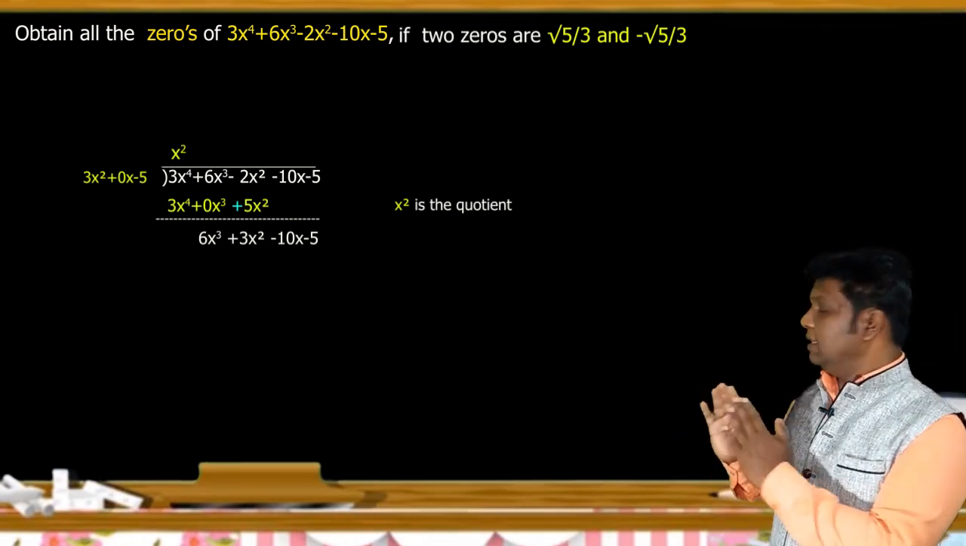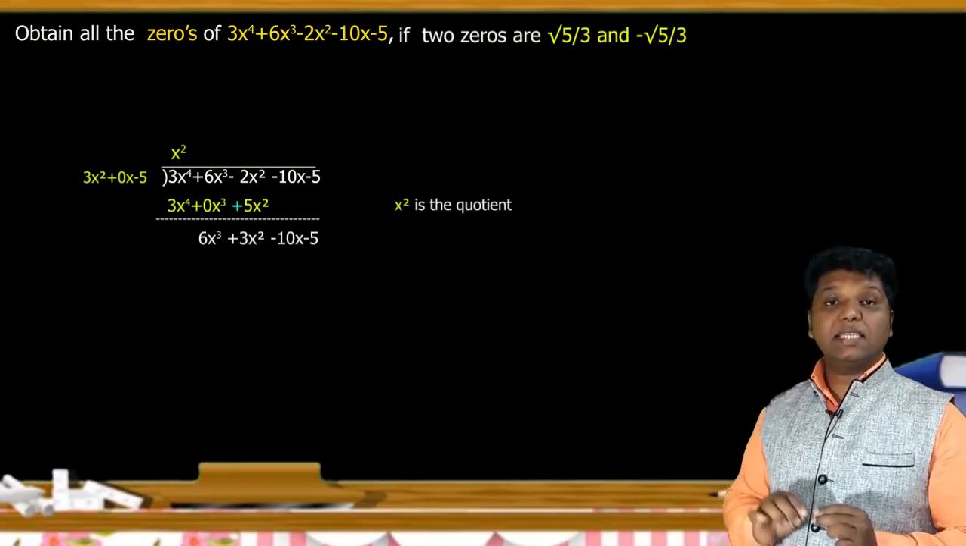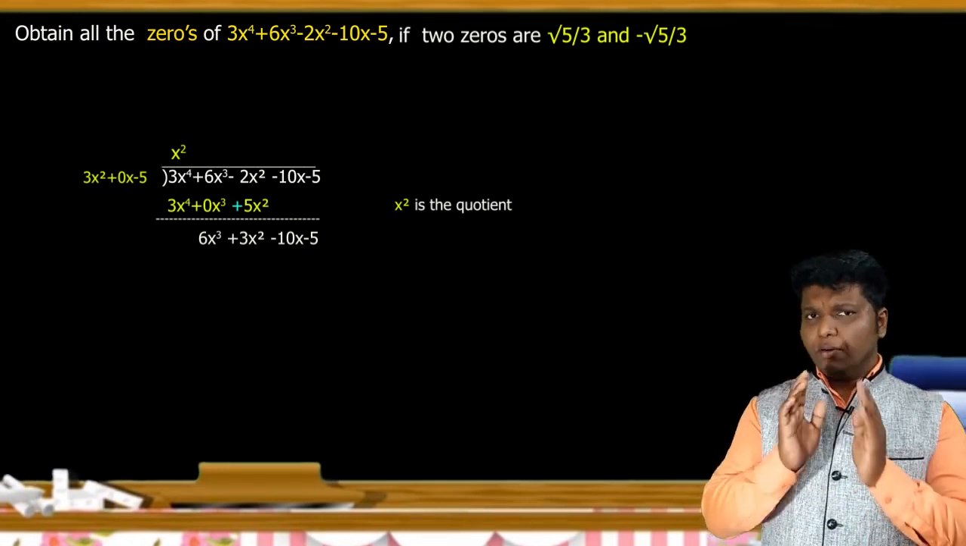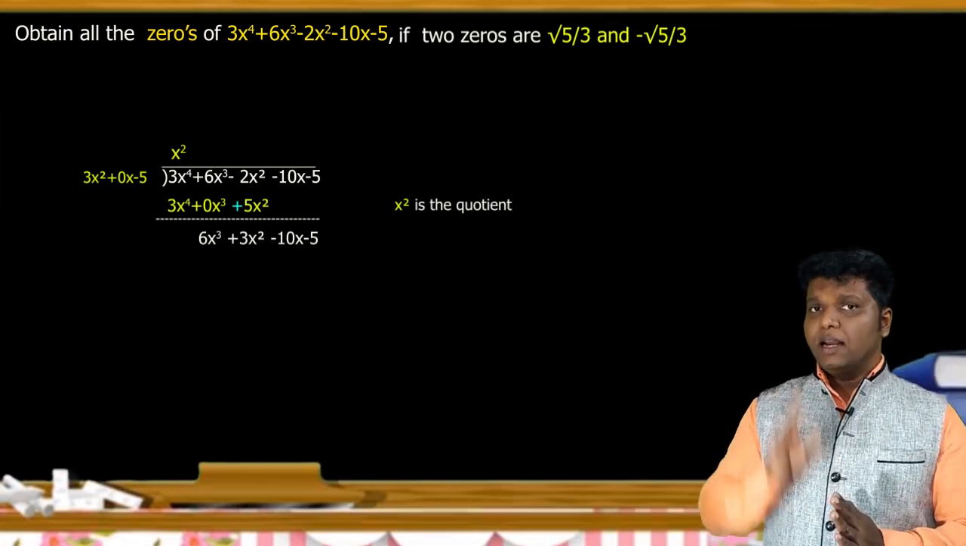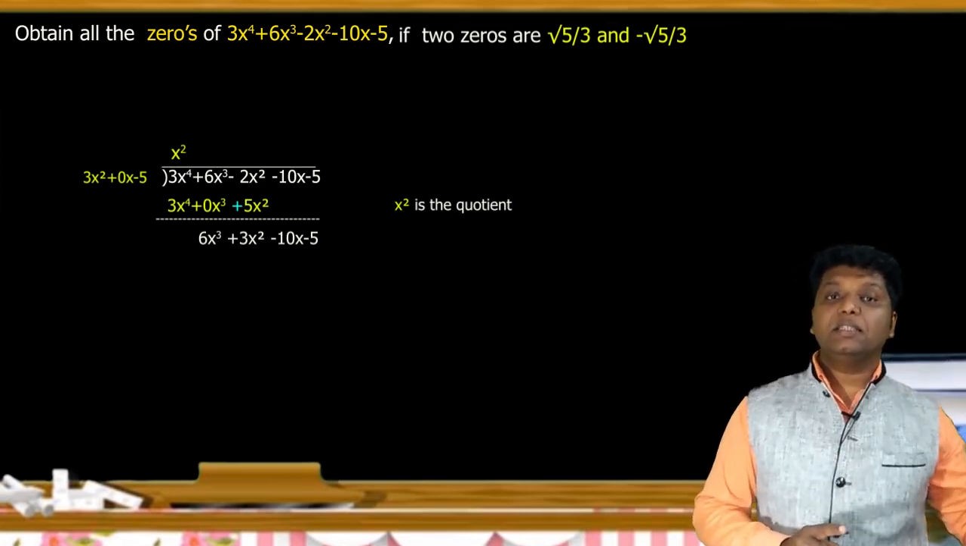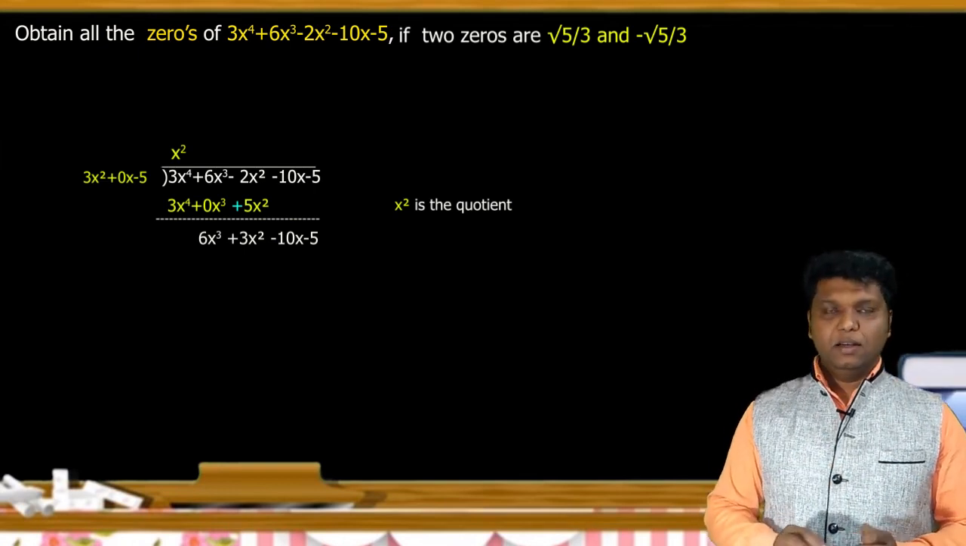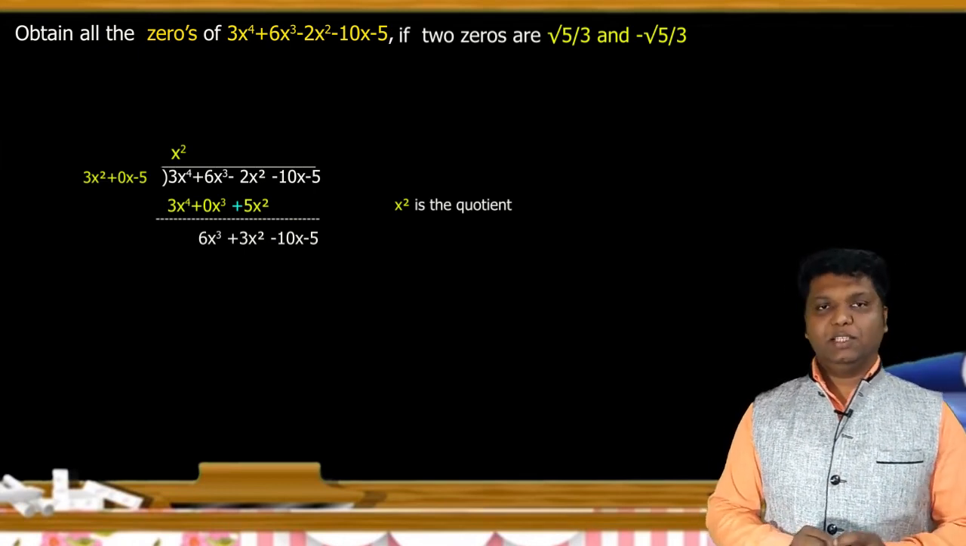Now again, what is the term right now here? It is 6x cube plus 3x square minus 10x. Now 6x cube is the first term. Divide this 6x cube by the first term of the divisor. What was the first term of the divisor? It is 3x square. So 6x cube divided by 3x square.